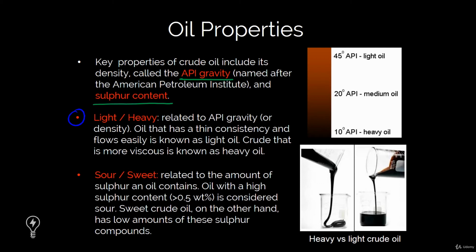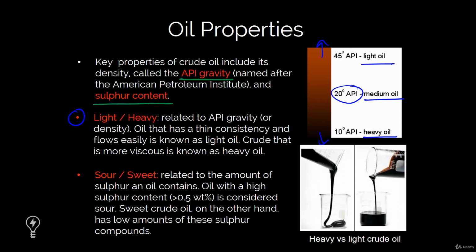So an oil that has a thin consistency and flows easily is known as a light oil, and this typically has an API gravity of 45 degrees or above. On the other hand, crude oil that is more viscous is known as heavy oil, and this typically has an API gravity of 10 degrees or below. And in between we have a medium oil of about 20 degrees API.